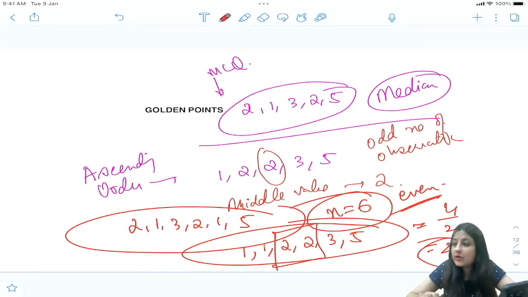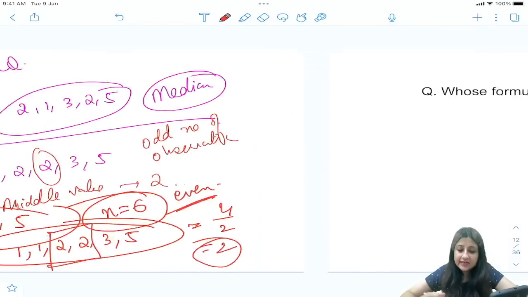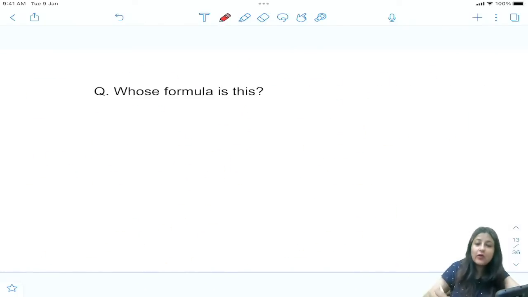Got it? Please don't forget to arrange it in an ascending or a descending order. Ascending is good. For odd number of observations, it is the middle value. And for even, it is the average of the two middle values. Okay? Central tendency is done. Okay. Whose formula is this?